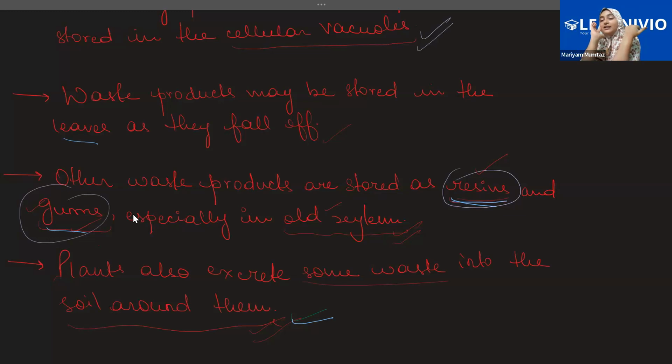And remember that it is not of any use to the plant. We use it, but the plant does not require it. All of these things that we use from the plant, it does not require. It's of no use to the plant. So it's a waste product only, but it's of great economic value to us. Now the plants also excrete some waste into the soil around them.